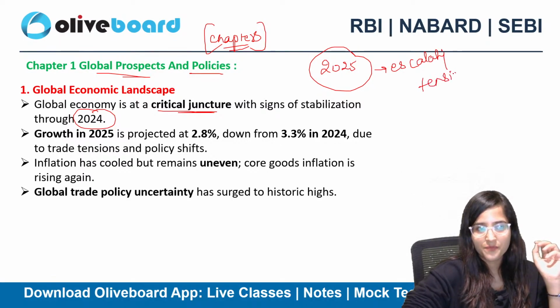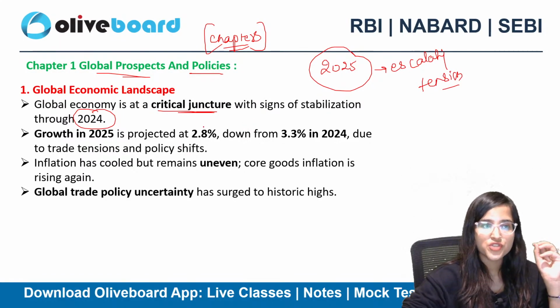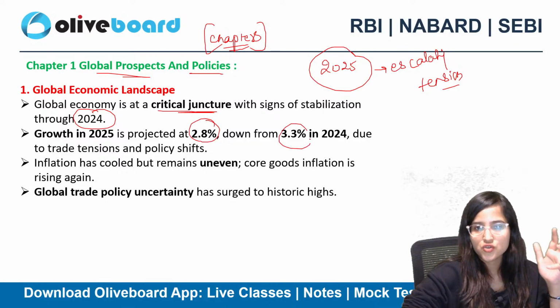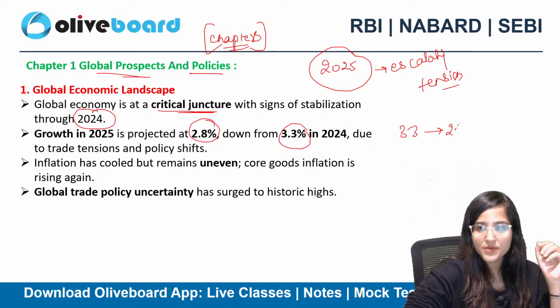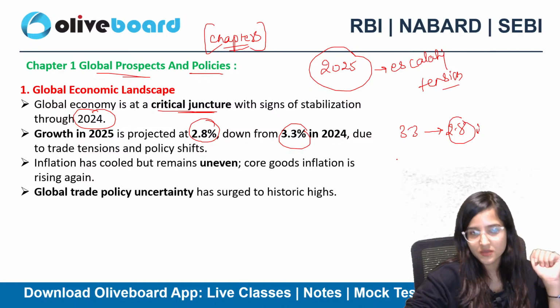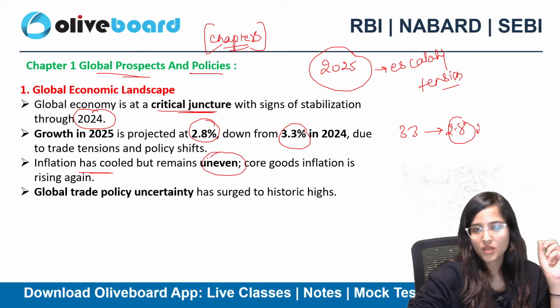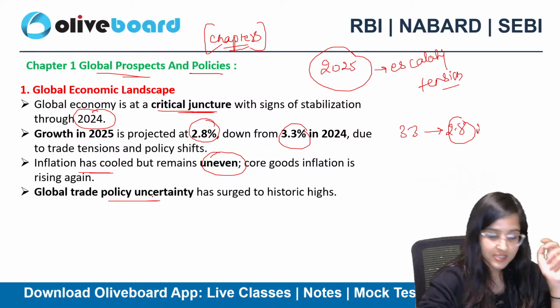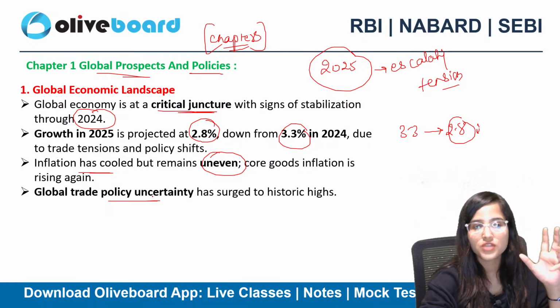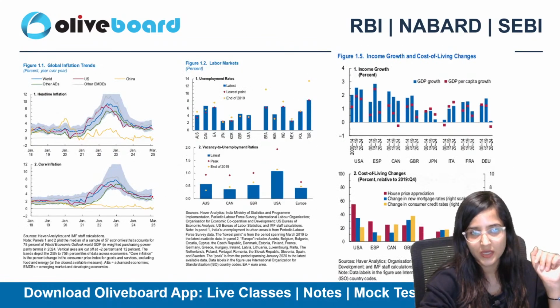For 2025, growth is projected at 2.8%. So from 3.3 to 2.8%, they have revised down the target. Inflation has cooled, but it is still uneven. We can see that there is global trade policy uncertainty as well.